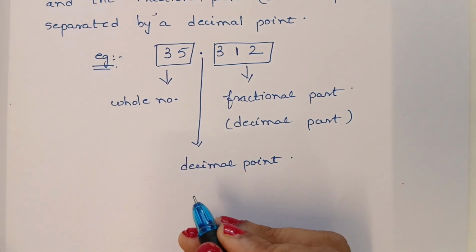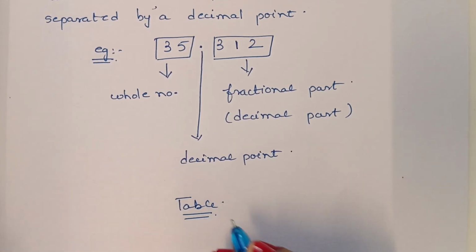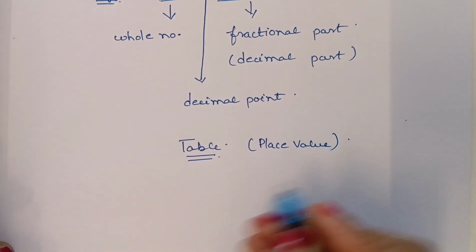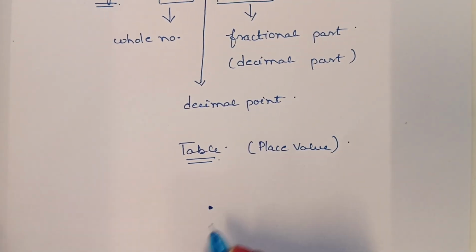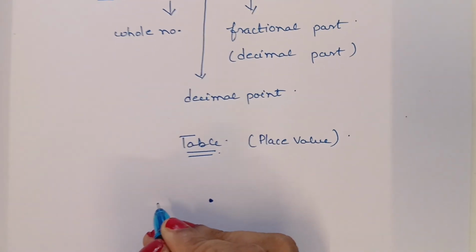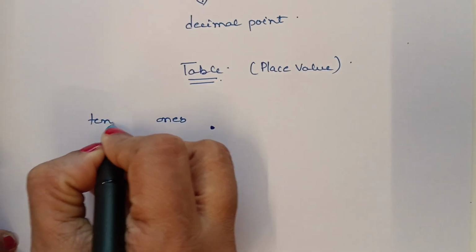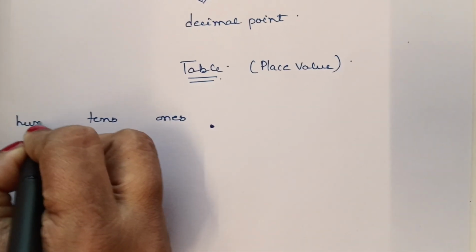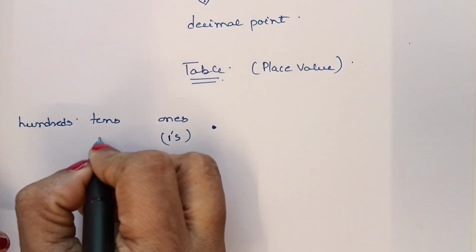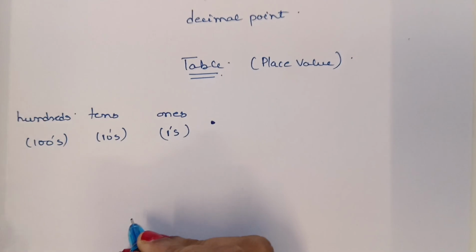Now let's see the table. What do you mean by the word table? The place or the position. Now this is your decimal point. Towards the left hand side, what we usually write in normal numbers? Ones, tens, hundreds, and so on. So this is ones, tens, hundreds. Are you understanding?